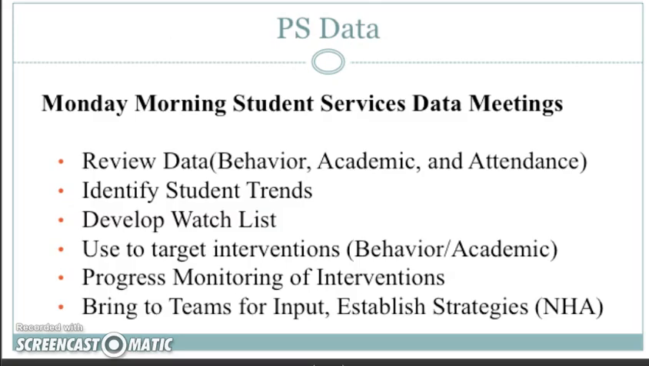Ultimately, PowerSchool data will be compiled and reviewed during Monday morning Student Services data meetings. This time will provide admin and student services staff time to review academic, behavioral, and attendance data in order to identify trends, develop a watch list, and establish next steps. This concludes Part 3 of the Badger Ridge Middle School Climate, Culture, and Community presentation on addressing behaviors.